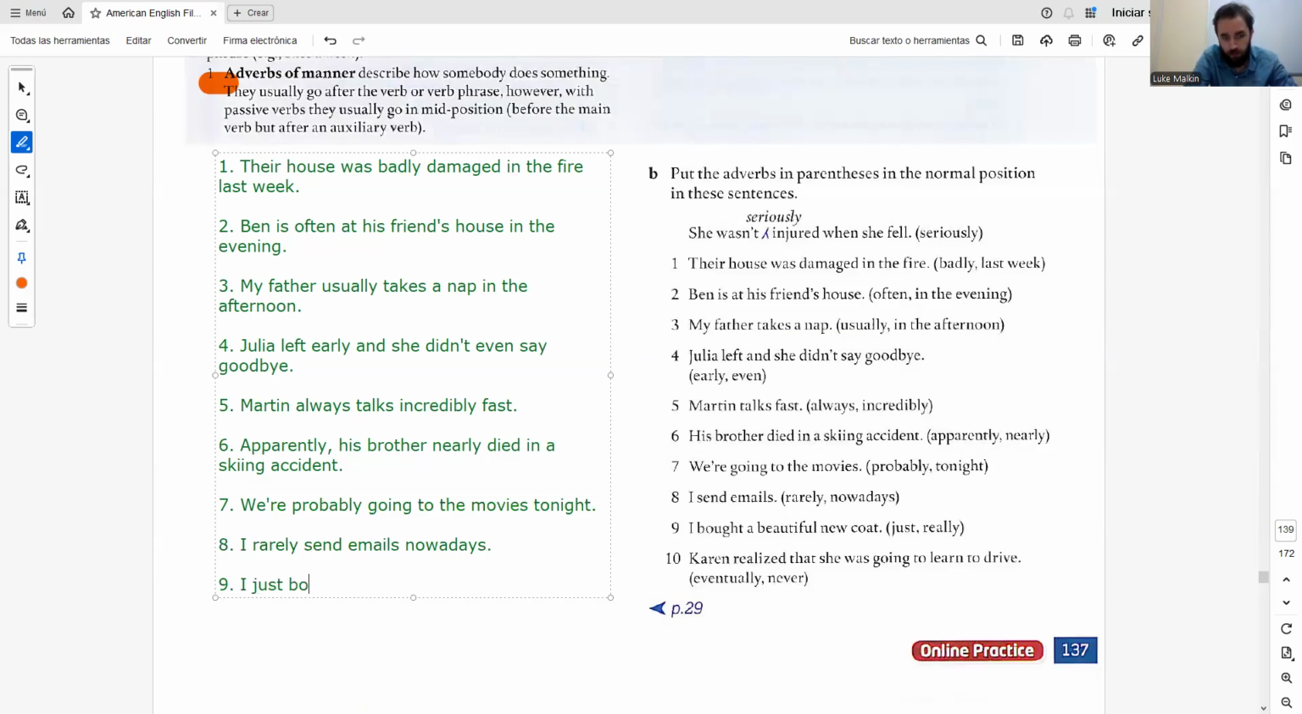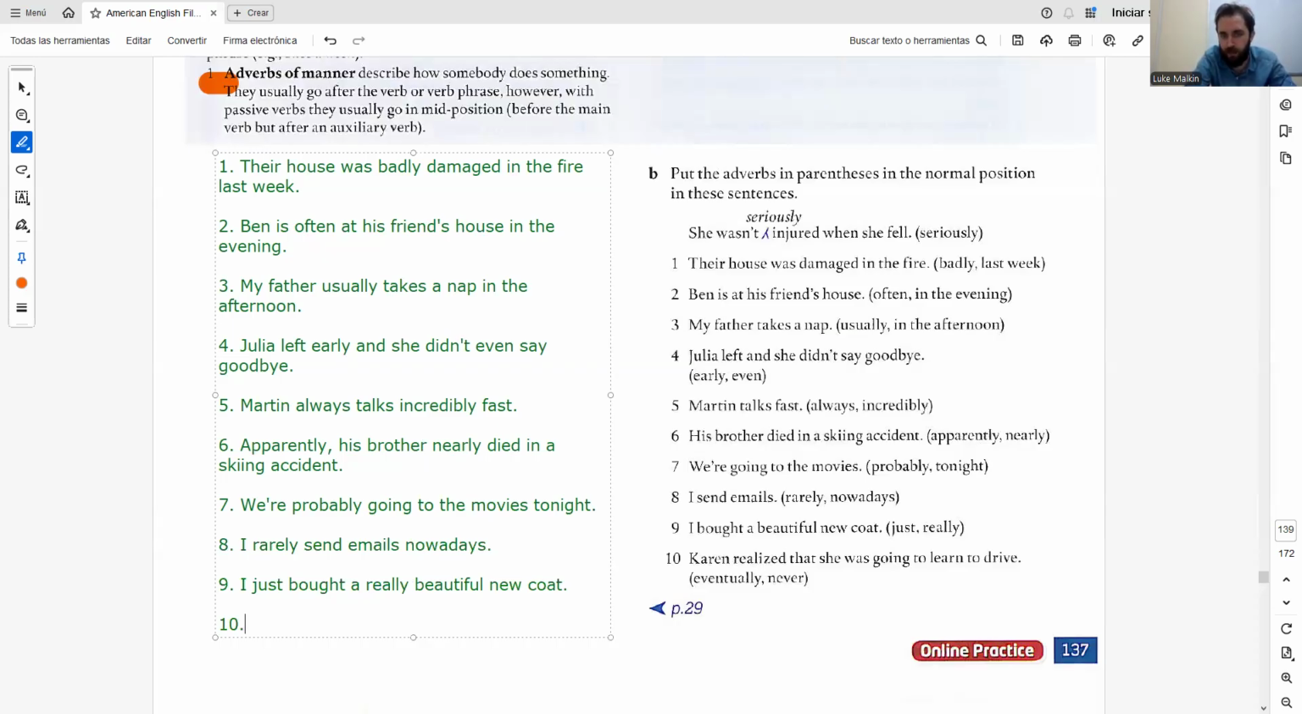I just bought a really beautiful new coat. So yeah, I had to think there because I wasn't sure if really was going to describe beautiful or new. It's going to describe beautiful, right? It's an adverb describing an adjective. It's a really beautiful new coat.